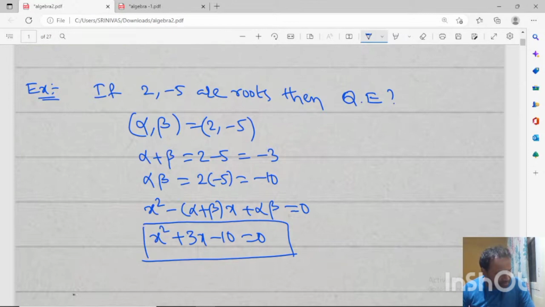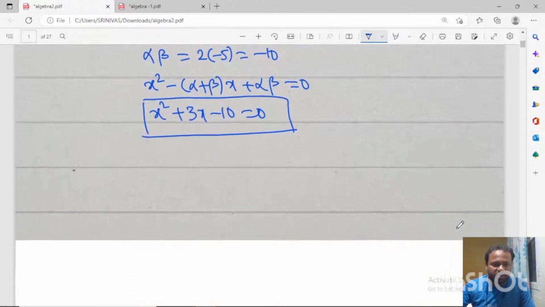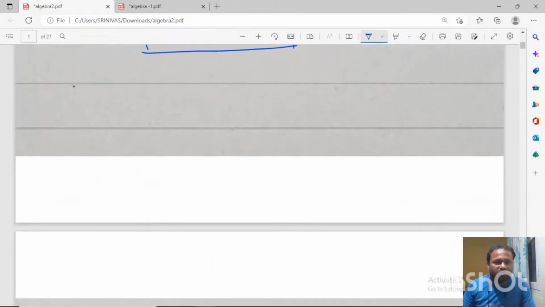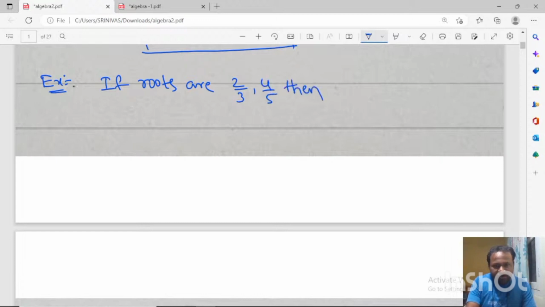Right. x square plus 3x minus 10 is equal to 0. Yes, easy to do. Now I am going to give one more problem, that is 2 by 3 comma 4 by 5. Another example: if roots are 2 by 3 comma 4 by 5, what will be the quadratic equation?